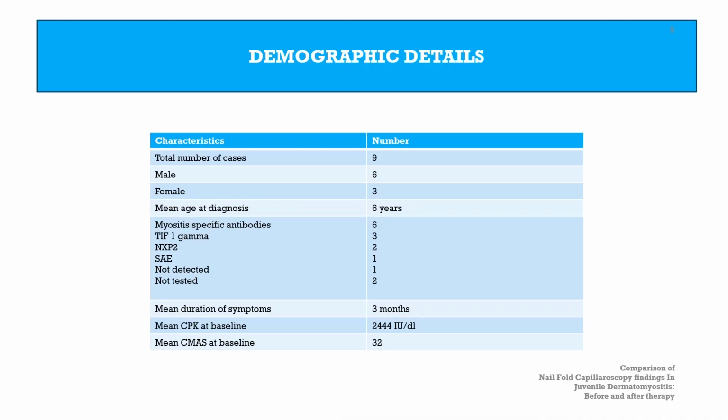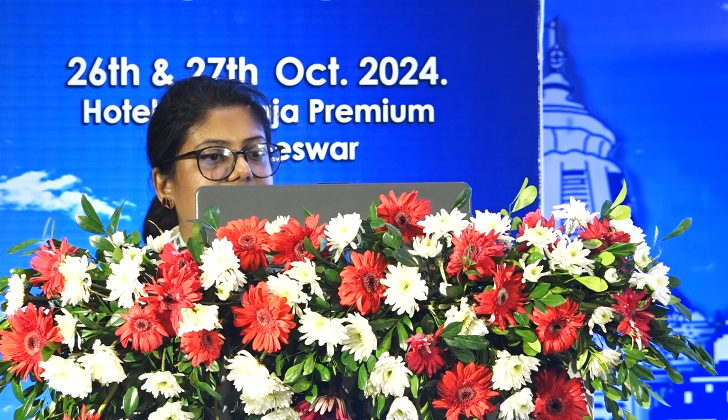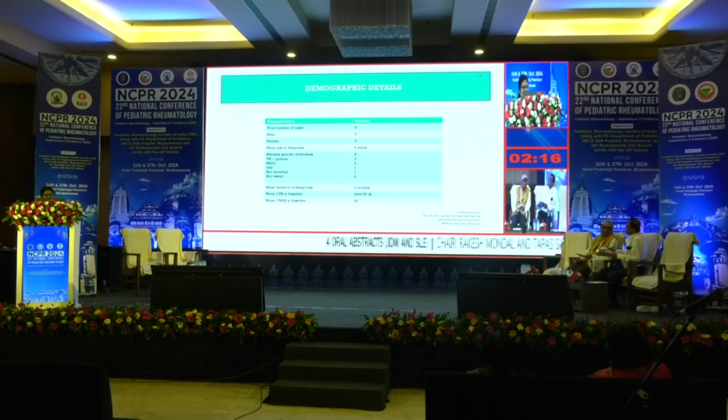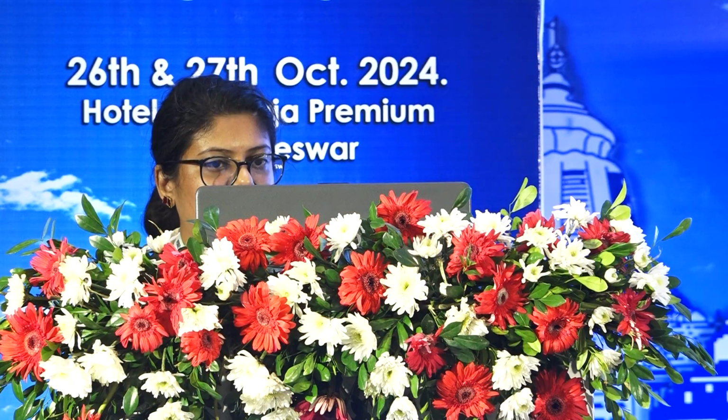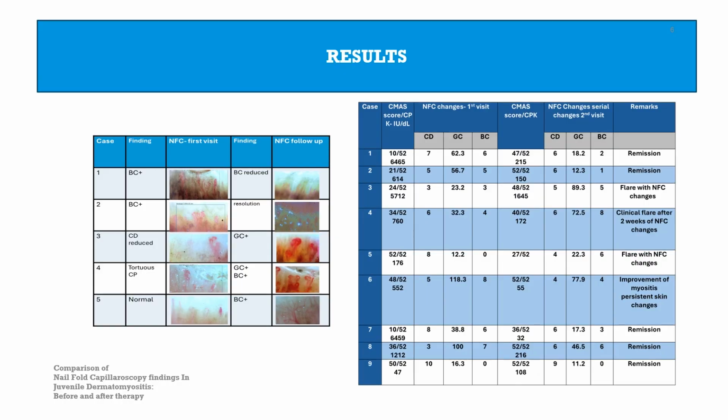The total number of cases was 9, 6 boys and 3 girls, and mean age at diagnosis was 6 years. The myositis specific antibodies were positive in 6 of them. We tested 7 of them. In 1 we could not detect, and 2 we did not test because of financial constraints. TIF1 gamma was the commonest, in 3 of them, followed by NXP2 and SAE. The mean duration of symptoms was 3 months, the mean CPK at baseline was 2,444, and mean CMAS at baseline was 32.